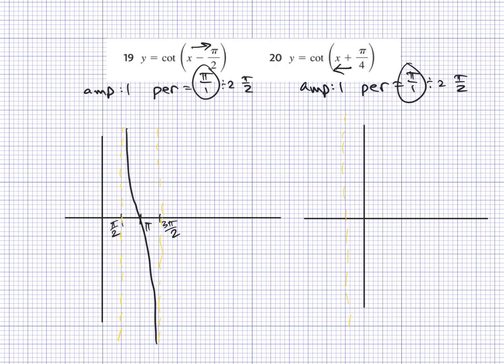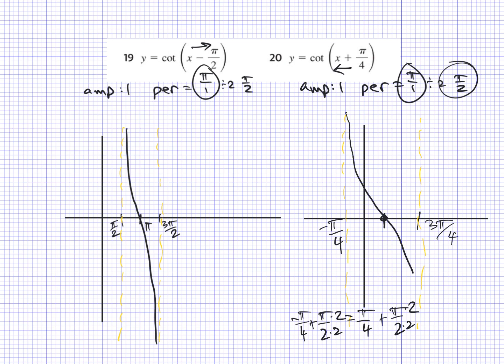Okay, negative pi over 4. And from there, we got to add pi over 2 to each one. So negative pi over 4 plus pi over 2, get a common denominator. So that's going to be positive pi over 4. So that's where it's going through the x-axis. And then we take pi over 4 plus another pi over 2. Again, get a common denominator. And that's going to be 3 pi over 4. So 3 pi over 4. And that's our other asymptote. And it's cotangent, so we are going to draw it like this. And the amplitude is 1, so it's just a normal curve.